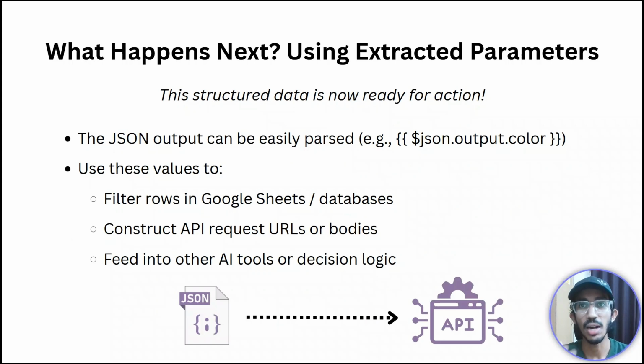So what happens next after our AI has neatly extracted these parameters into a structured format like JSON? This structured data is now ready for action. The JSON output, as we saw in n8n, can be easily parsed. You can access specific values like JSON output color if the output was in an output key, or directly if the JSON is the root. And you can then use these extracted values to filter rows in Google Sheets or databases, construct API request URLs or request bodies to interact with other software, and feed into other AI tools or further decision logic within your workflow. This is the crucial link that allows AI to take targeted actions based on understanding natural language.